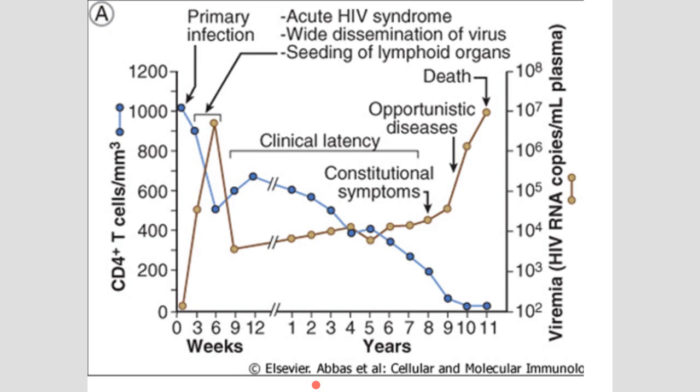But that's important. So you can see from here, in terms of primary infection, let's concentrate on the CD4. CD4 T cells are in lymphoid organs, and you can see the CD4 count going down till you have less than 200. There's like a death license. And then in terms of the symptoms, you will see all the way from acute HIV syndrome to wide dissemination of virus, seeding of lymphoid nodes, and then constitutional symptoms, opportunistic infections and death.